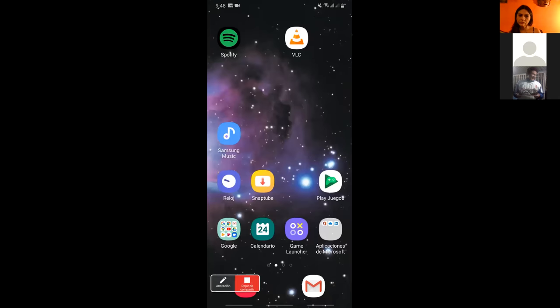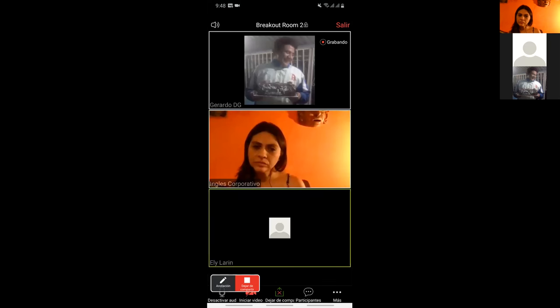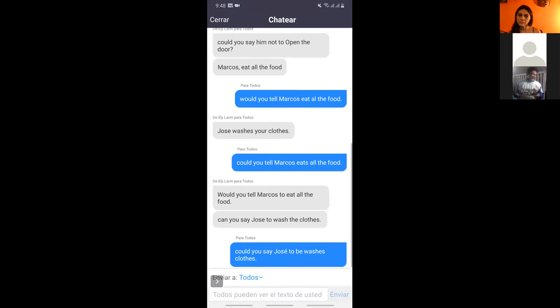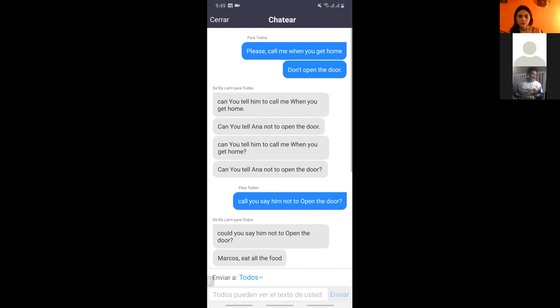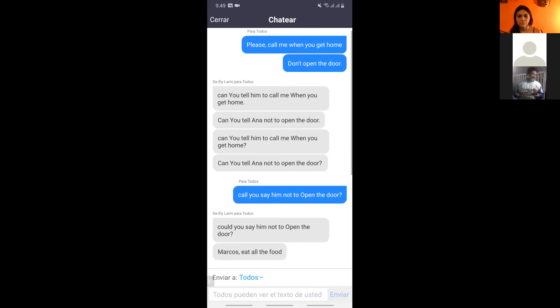The second is: don't open the door. In the indirect request is: can you tell Anna not to open the door? Okay, could you tell Anna? Is Marcos eat at the school? The request: could you tell Marcos to eat at the school? Would you tell Marcos? And the last one is: Jose washes your clothes. Can you say Jose to wash the clothes?